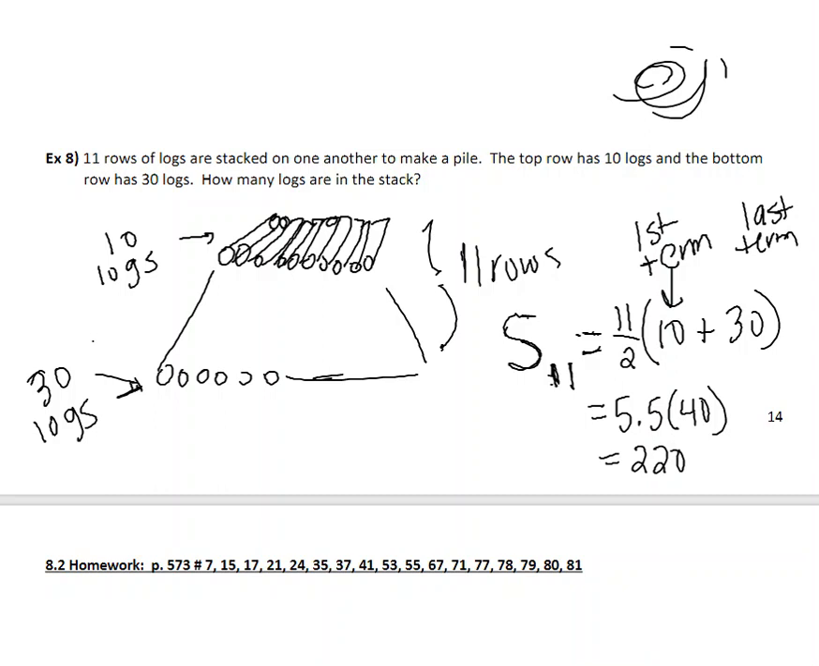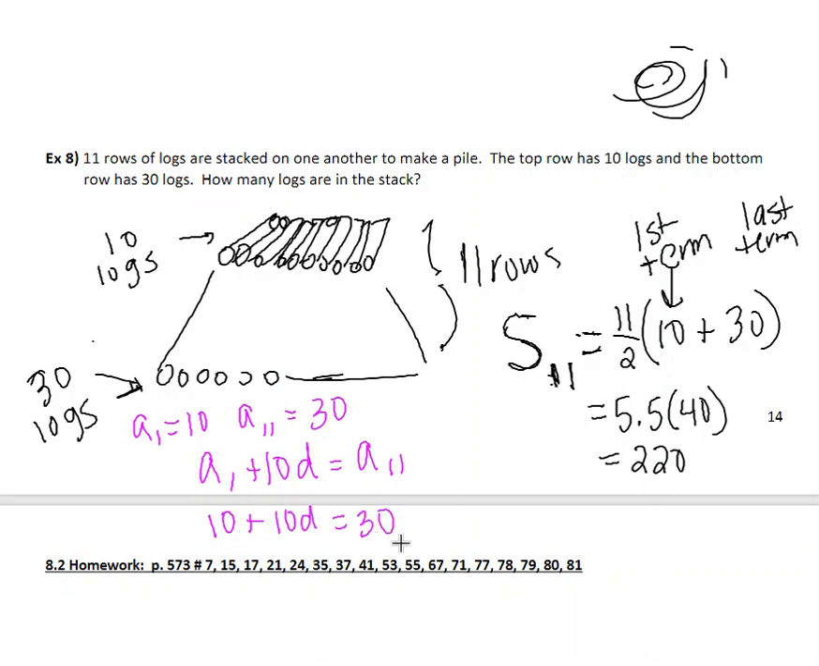The other way to do this problem is to try to write your formula. You would know that the first term is 10 and the 11th term is 30. What you can do is relate the terms to each other. The first term plus 10 common differences is the 11th term. So I would get 10 plus 10d equals 30. Subtract 10, that gives me 10d equals 20. Divide by 10, that gives me the common difference of 2.